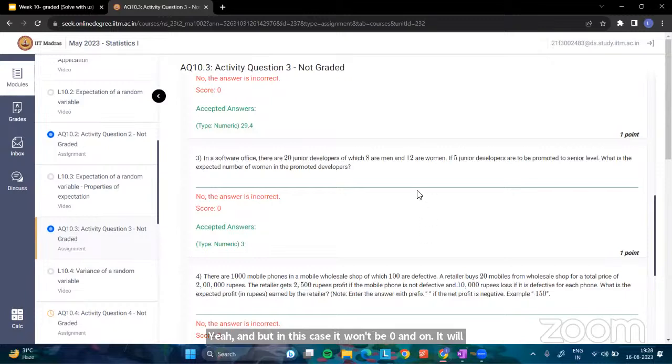Here we just had to check if it's there or not. So 1 means it's there, 0 means it's not. But here we have to find the expected profit, not the expected number of defective ones. So profit means we'll take the proper phone at 2,500, and the last one we'll take minus 10,000. The probability for selecting a non-defective one will be 900 by 1,000. For defective, it'll be 100 by 1,000. Okay, I got it. Thank you.